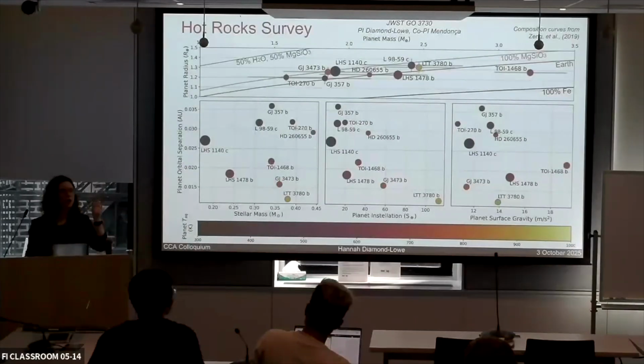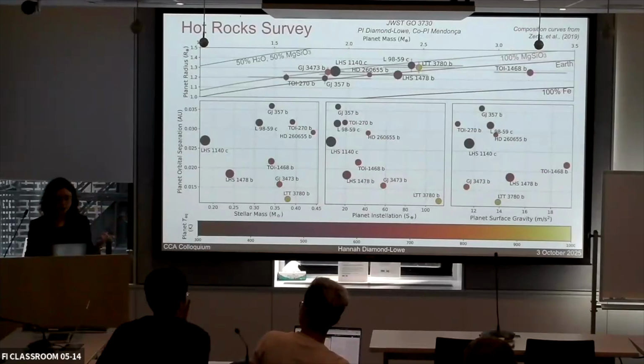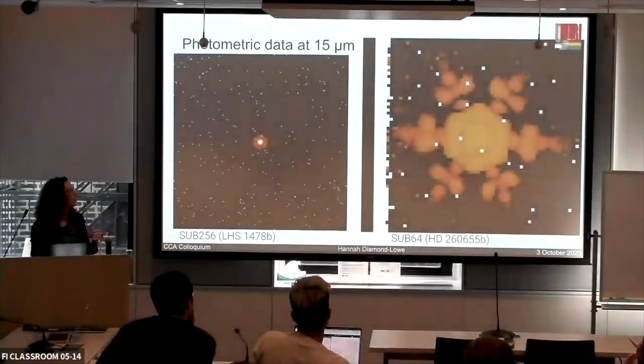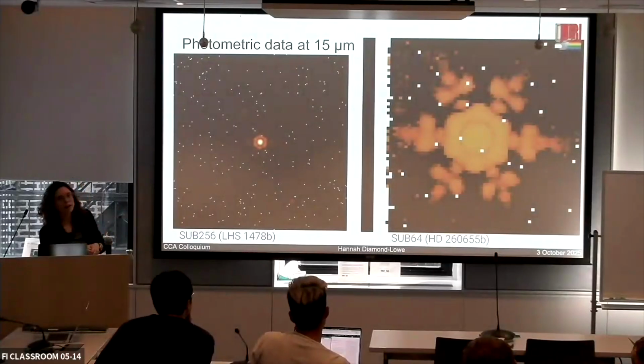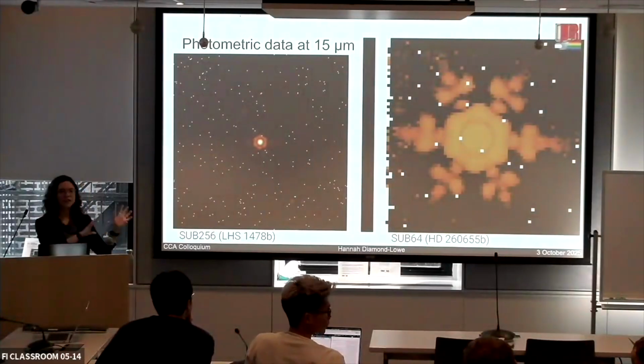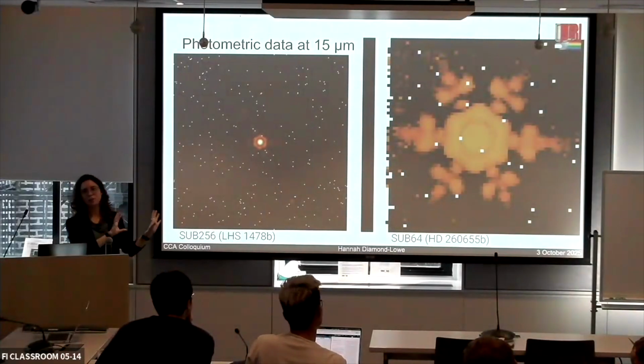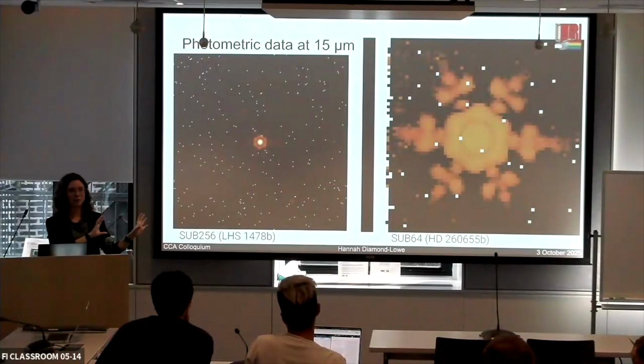So these are not ultra hot. They're sort of in this Venus-like regime, and a little bit hotter than Venus. So it's always good to look at your raw data. I'm an observer, so I hope you can see with the contrast here. This is the raw PSF of JWST at 15 microns with MIRI.